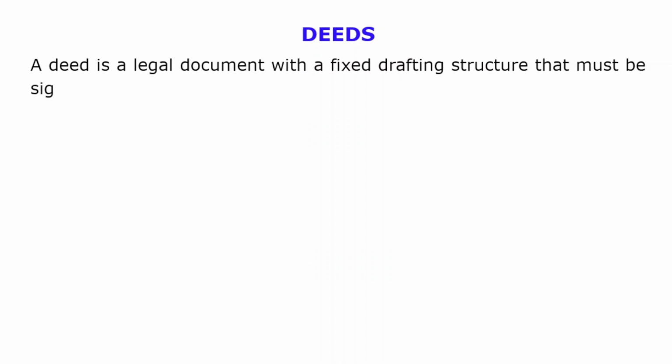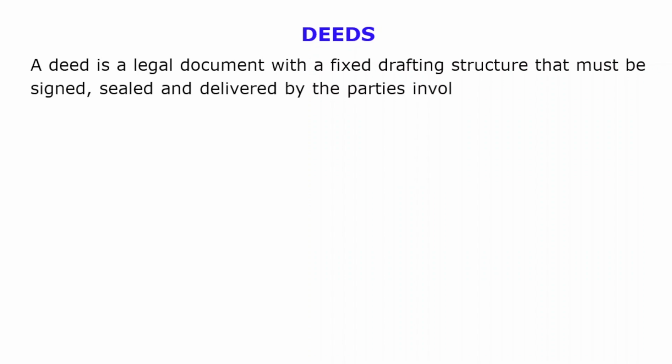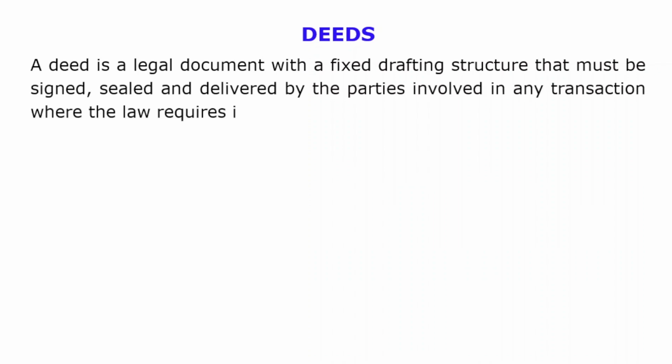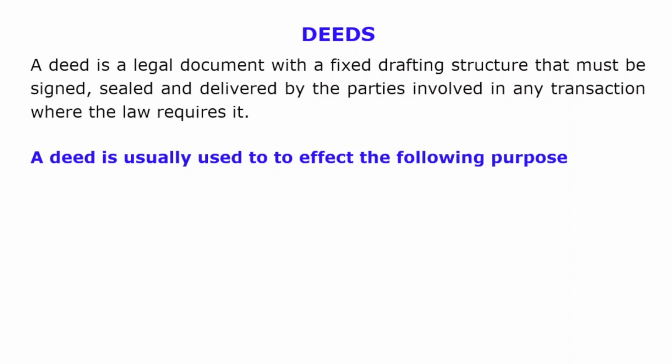A deed is a legal document with a fixed drafting structure that must be signed, sealed, and delivered by the parties involved in any transaction where the law requires it. A deed is usually used to effect the following purposes.